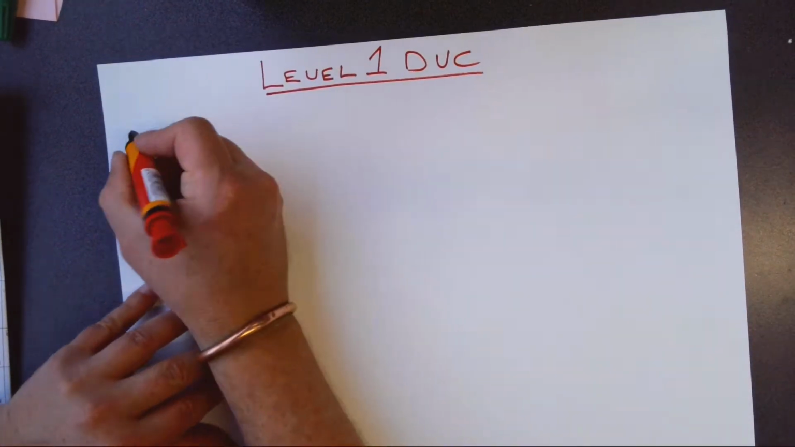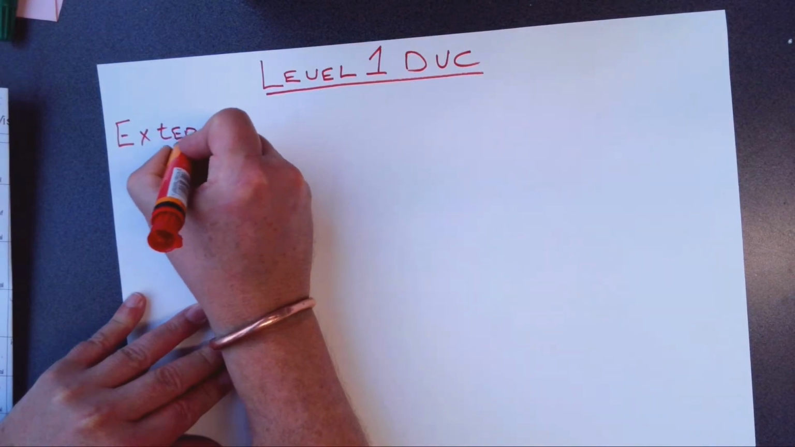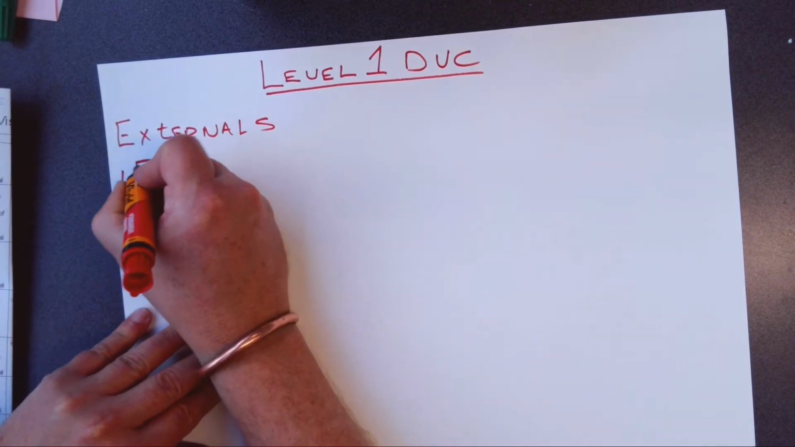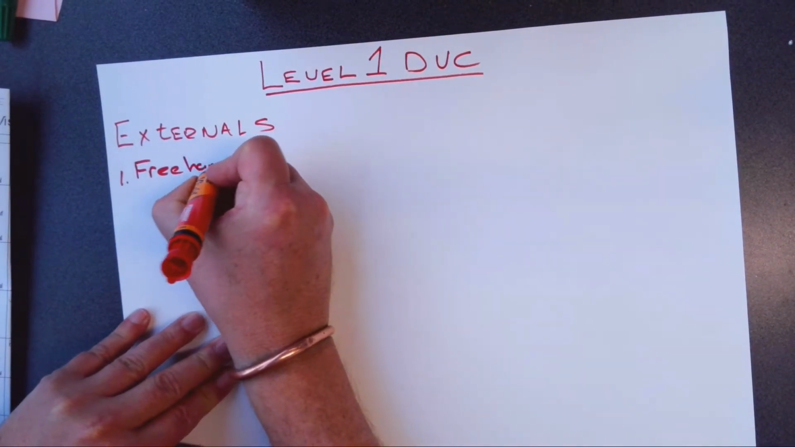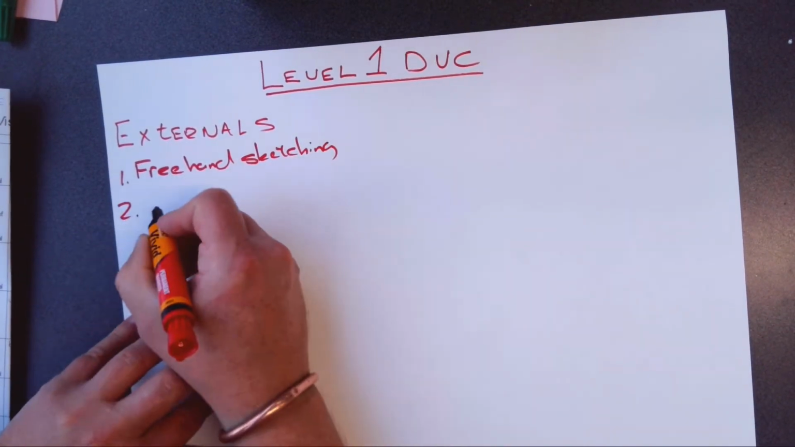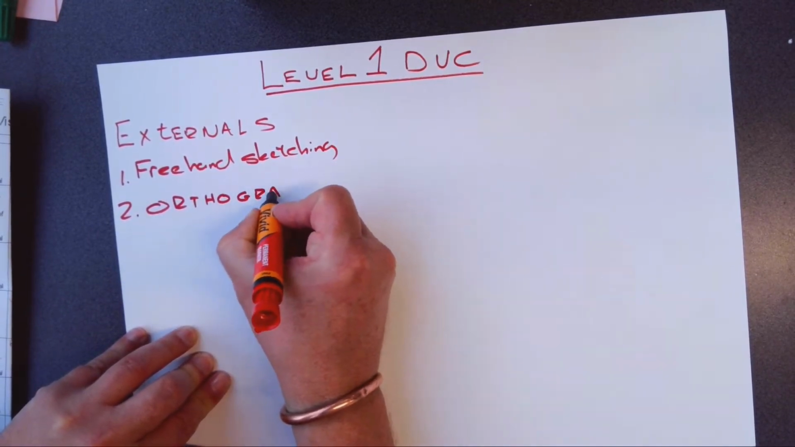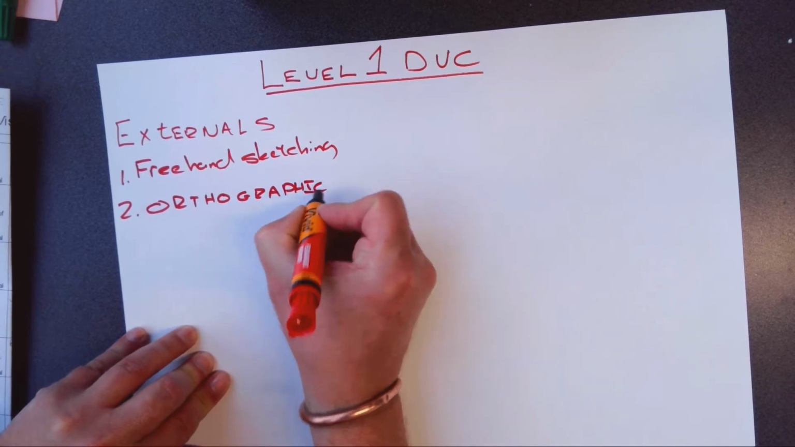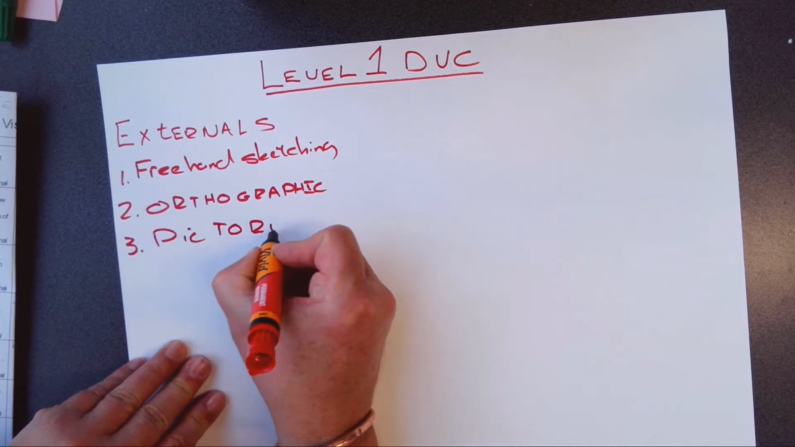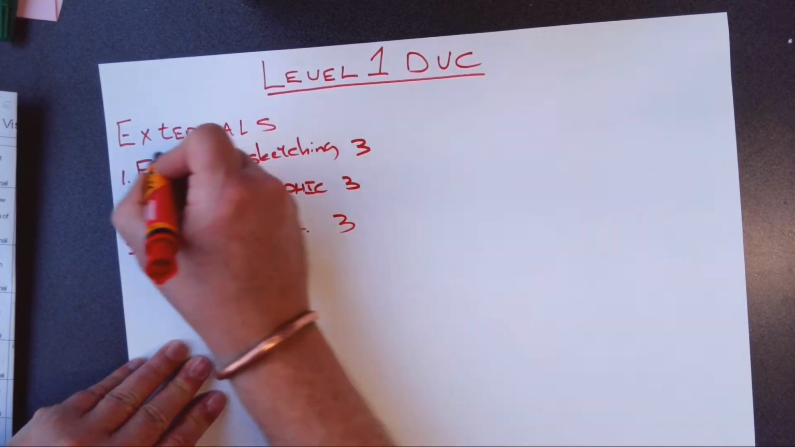Three externals. I'll put the externals on this side. The first external is freehand sketching. The second one is the orthographic. And the third one is a pictorial. Now they all count 3 credits, so it's 9 in total.